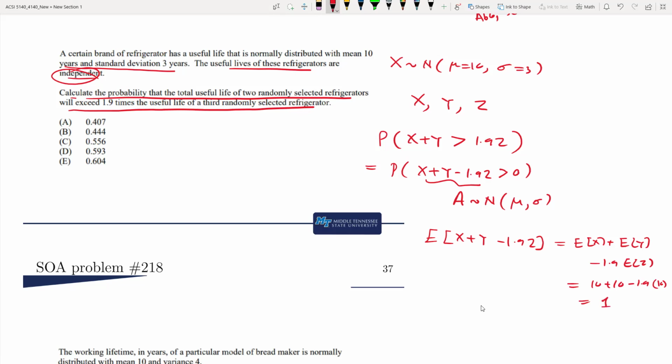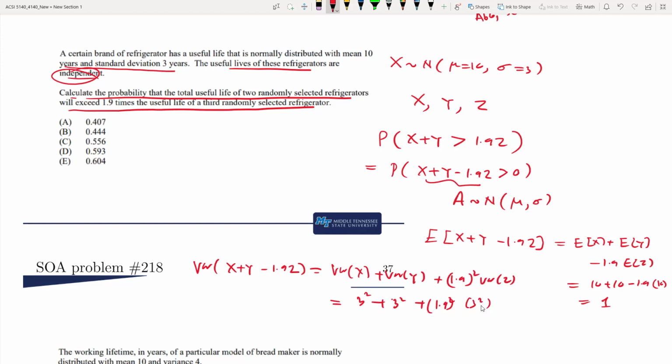So that's going to be 1. And then I need the variance of X plus Y minus 1.9 C. They are normal because they are independent, but for variance, when you have a negative sign, it becomes squared. They are independent, so I can add them. But here I'll have 1.9 squared times the variance of C. So 3 plus 3 squared plus 3 squared plus 1.9 squared times 3 squared. That gave me 50.49.